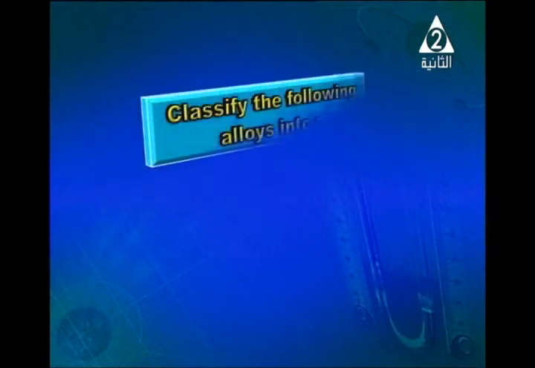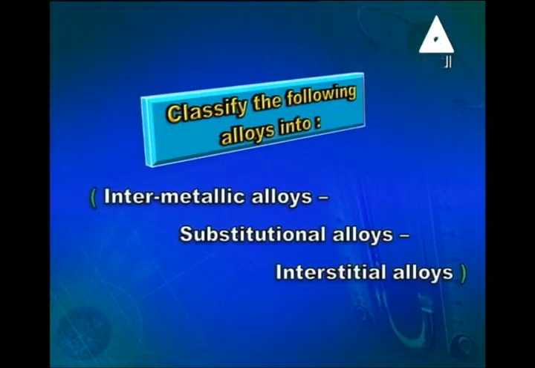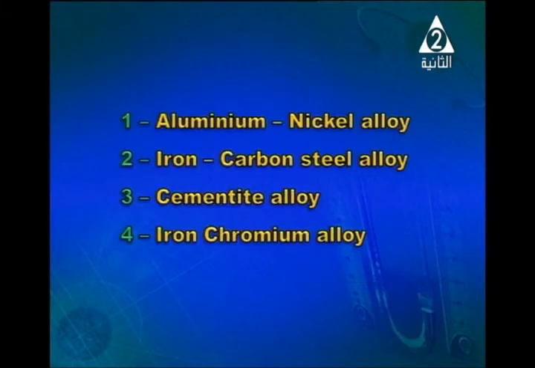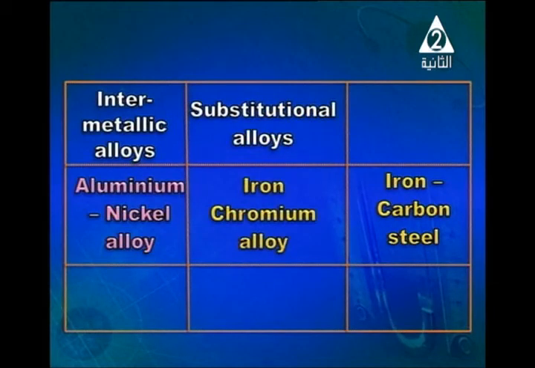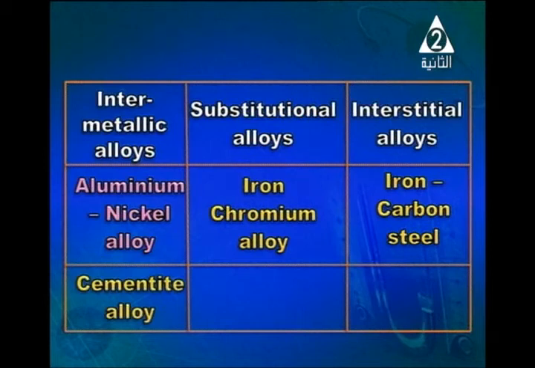Classify the following. Classify the following alloys into intermetallic alloys, substitutional alloys, and interstitial alloys. We have 4 alloys: aluminium nickel alloy, iron carbon steel alloy, cementite alloy, and iron chromium alloy. The intermetallic alloys are aluminium nickel alloy and also the cementite alloy, while iron chromium alloy is a substitutional alloy. The last one, iron carbon steel alloy, is an interstitial alloy.